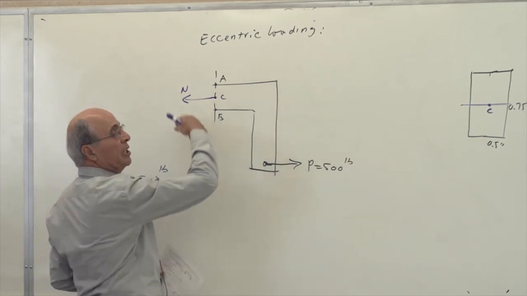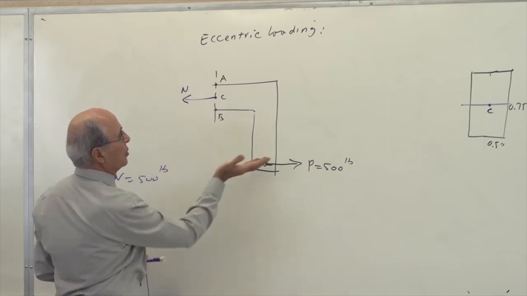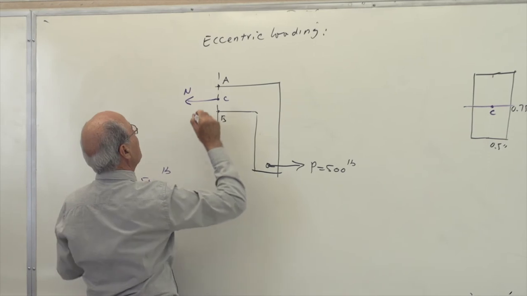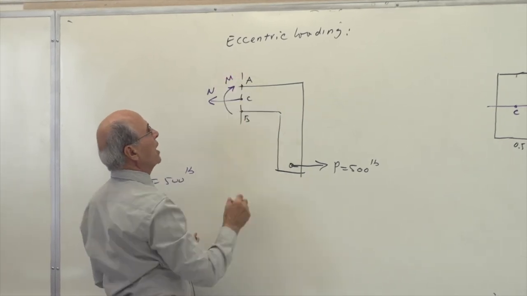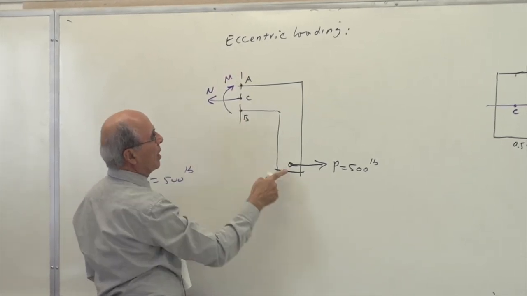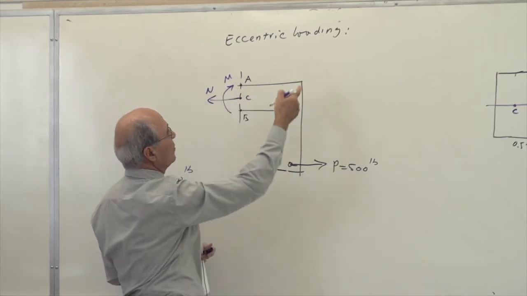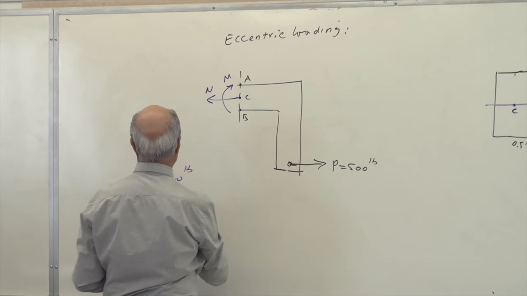Whatever action you see here, you have to reverse it. So the action is going that way, so the reaction is there, or you can use any other method. This is your M, because the sum of the moments about this point becomes equal to zero, everybody, because this moment goes this way, that moment goes that way, and that M is equal to what?